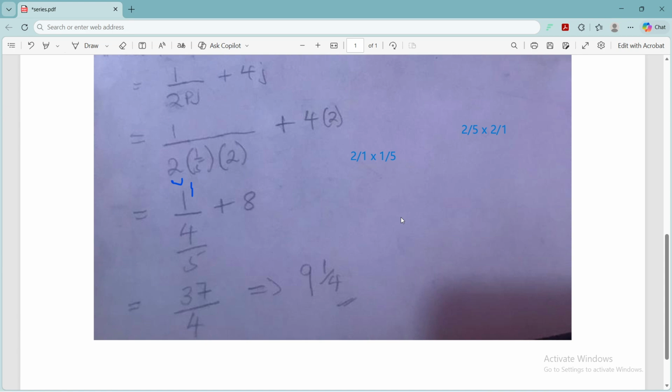So in simplifying further, we are going to have the fraction 37 over 4, which when we simplify further, we are going to have 9 whole number 1 over 4.